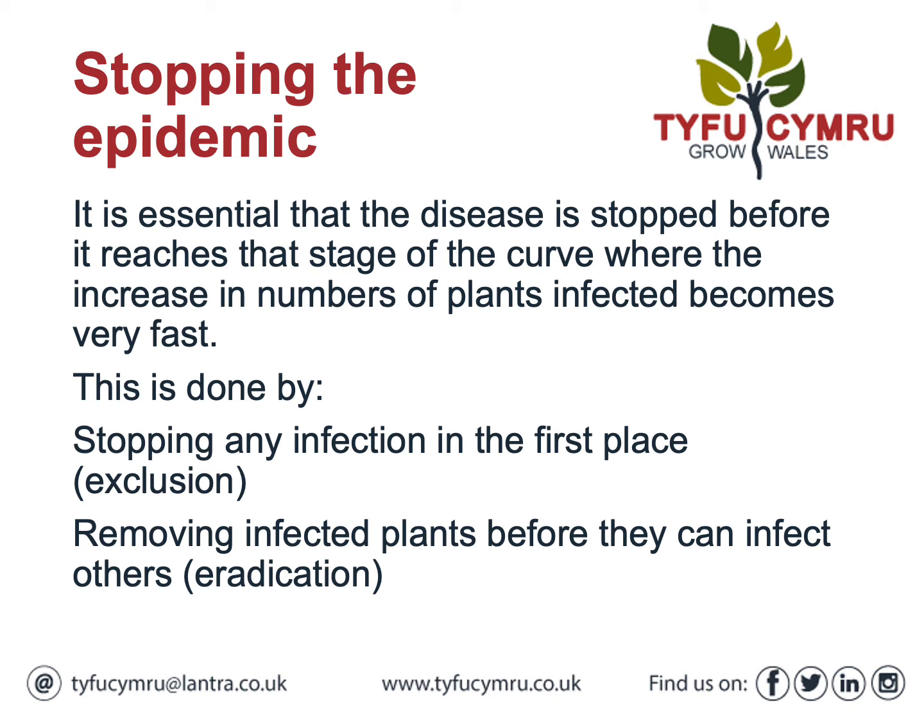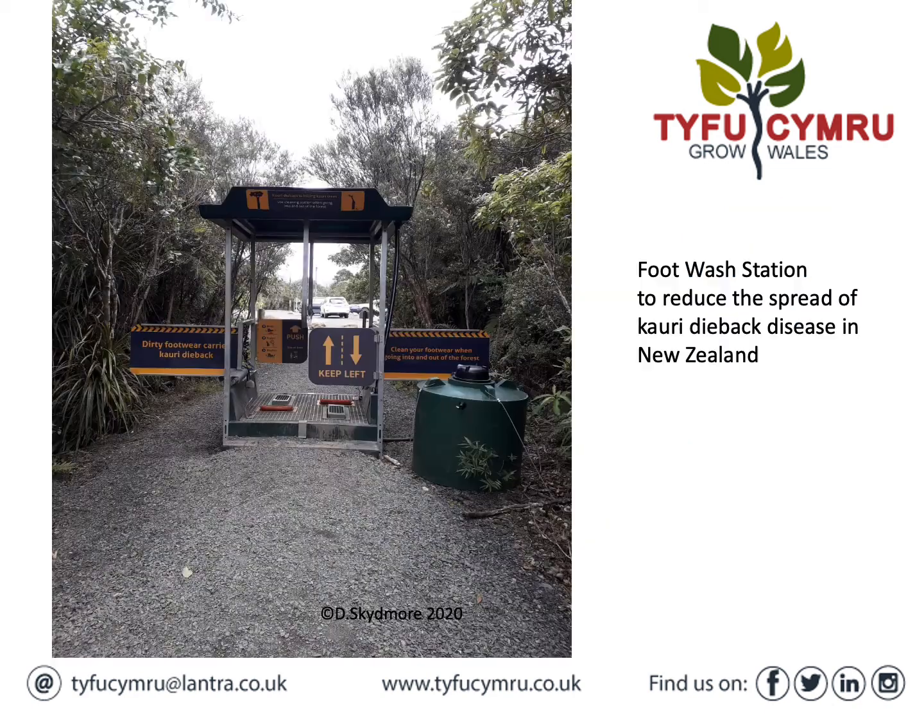Or if we do get infections, removing infected plants before they can infect others. And that's the second phase of that definition, eradication. So we can quarantine or we can eradicate those infected plants if we detect them fast enough and have exclusion zones, and then use other control measures. So it's quite important to understand how the disease spreads and how the epidemic takes place. So looking at that S-shaped curve and how we can alter the spread of the epidemic.